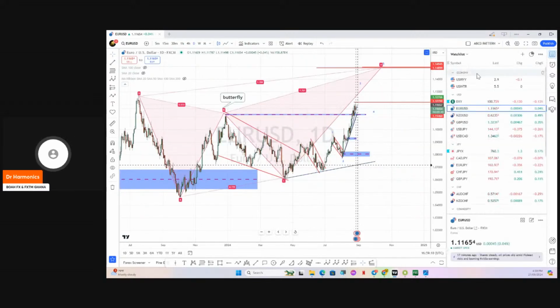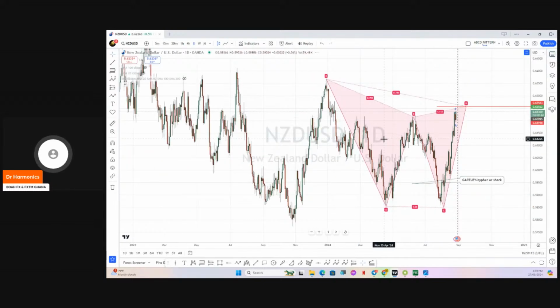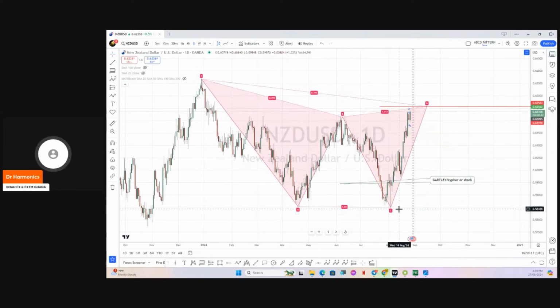So let's look at an asset like NZD-USD. Now, NZD-USD is giving us more like a shark or cipher pattern because the C leg went below the A leg. You can see, look at this. It's almost equal, or it went just like 1 pip or so. So with this kind of harmonic pattern, it will either be a shark or cipher pattern.